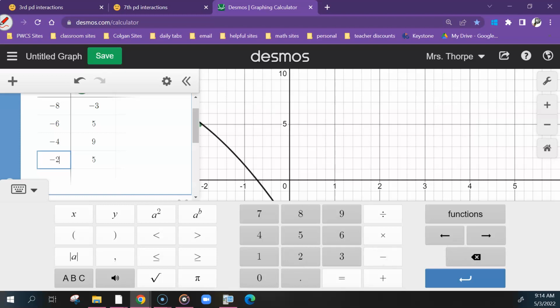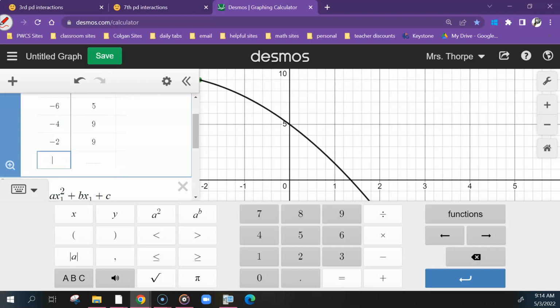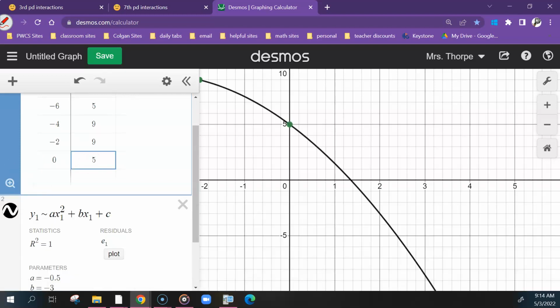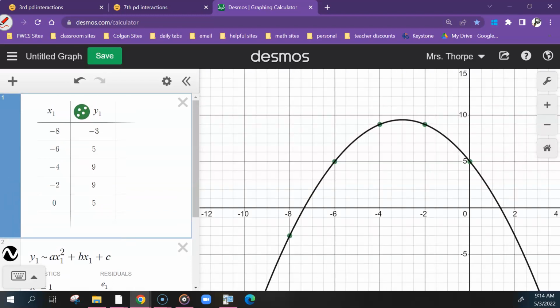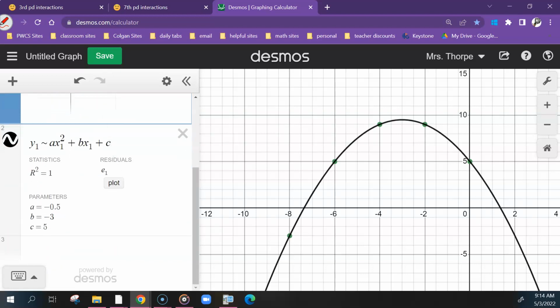And then -2 and 9, and 0. Because I already had my quadratic regression in there, I didn't have to change anything. It did it for me. It found the curve of best fit that fits these points perfectly. And our equation for that one would be negative 0.5x squared minus 3x plus 5.